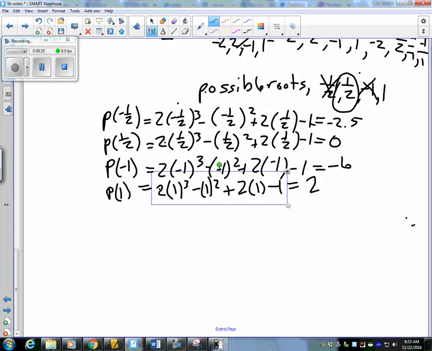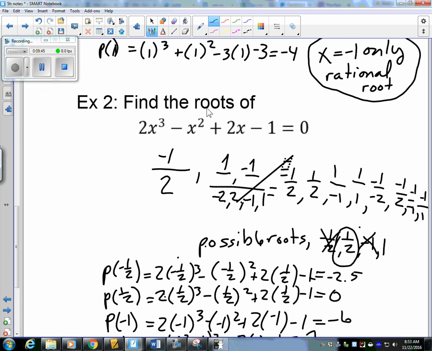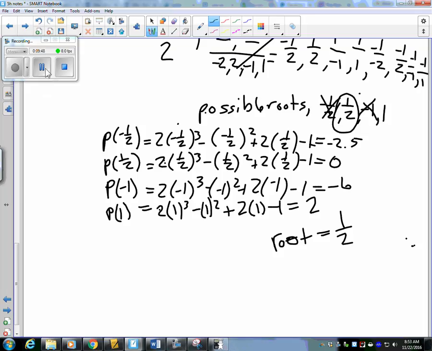We're going to take this root and we're going to make it a factor, because our goal here is to find all of the roots. So to make this a factor, you're going to take x equals 1/2, and subtract 1/2 from both sides. And you get x minus 1/2 equals 0.